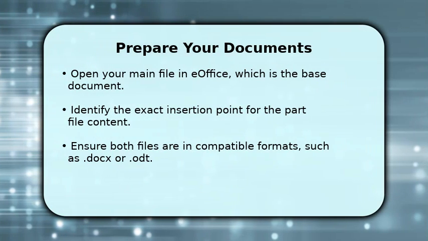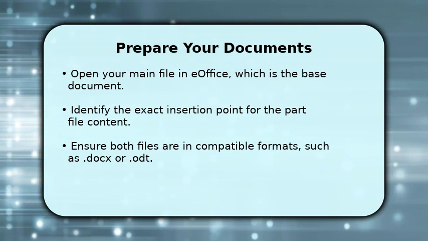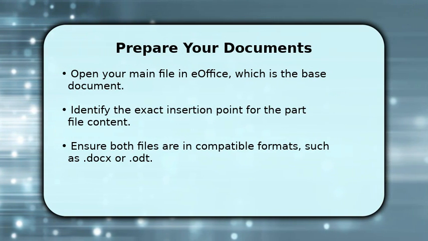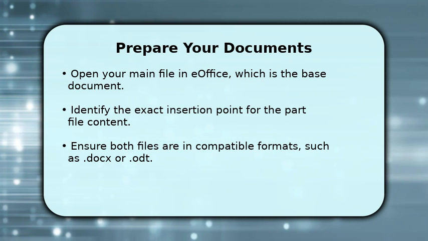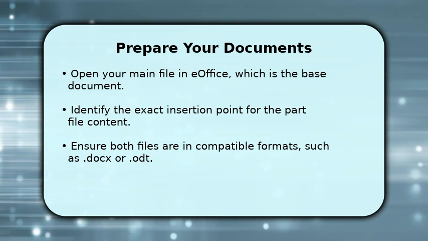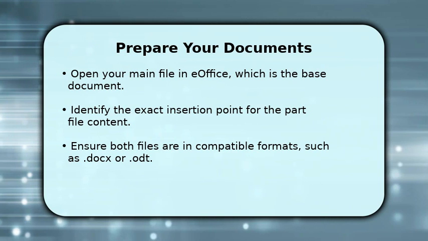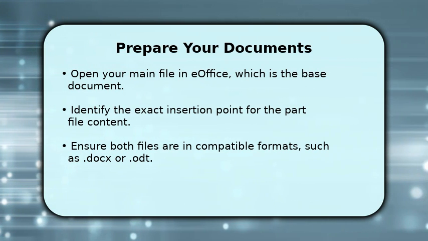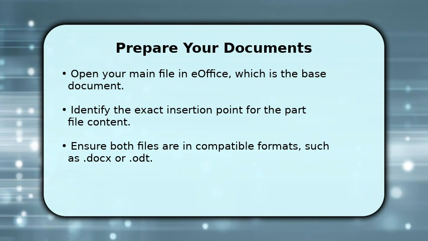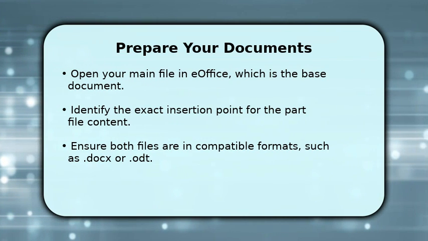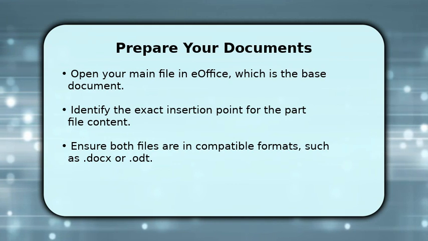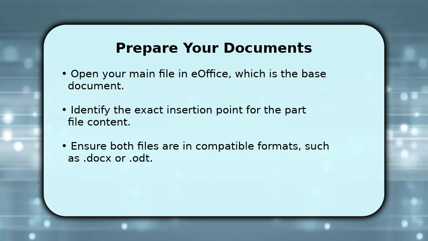Before merging, open your main document in EOffice. This is the primary file where you want to insert additional content. Next, carefully decide where the part file should be inserted and place your cursor at that precise spot. It's also crucial to ensure that both your main file and the part files are in compatible formats like docx or OT to avoid any issues during the merge.